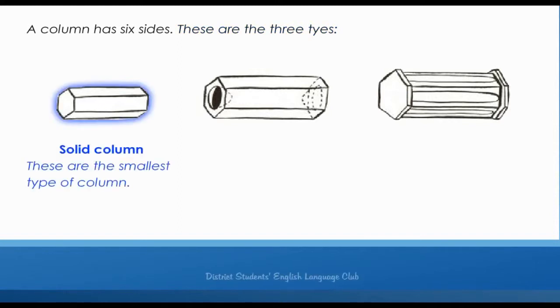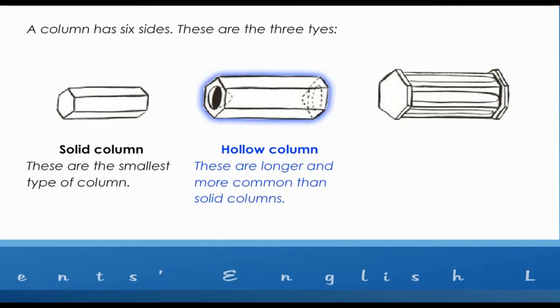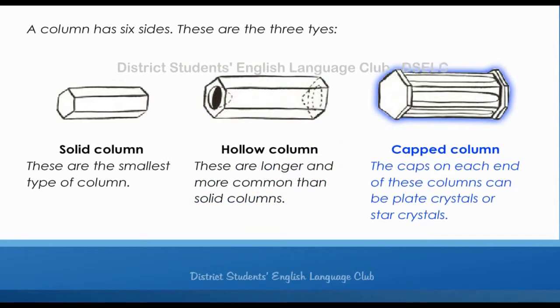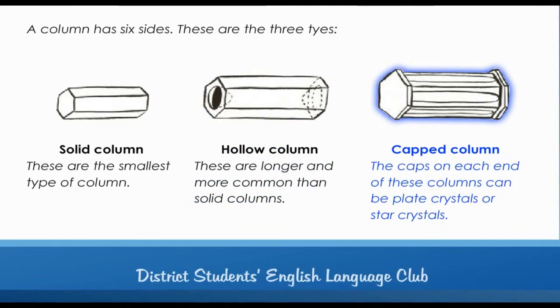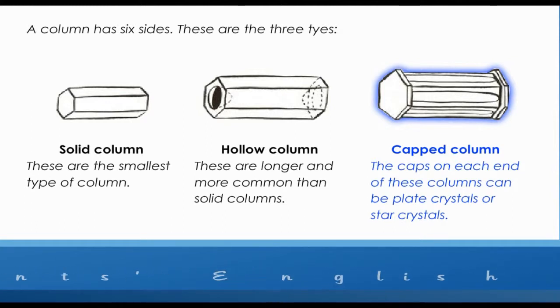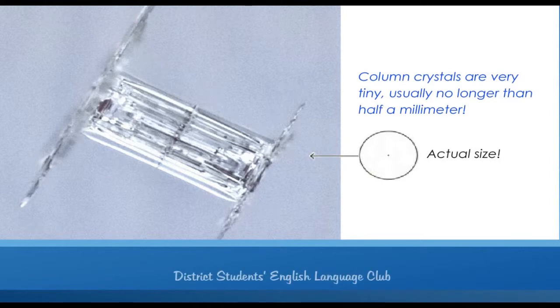Solid column. These are the smallest type of column. Hollow column. These are longer and more common than solid columns. Capped column. The caps on each end of these columns can be plate crystals or star crystals. Actual size. Column crystals are very tiny, usually no longer than ½ millimeter.